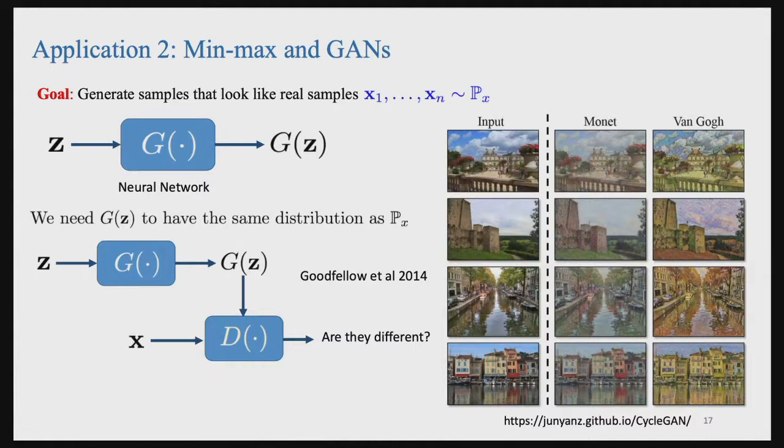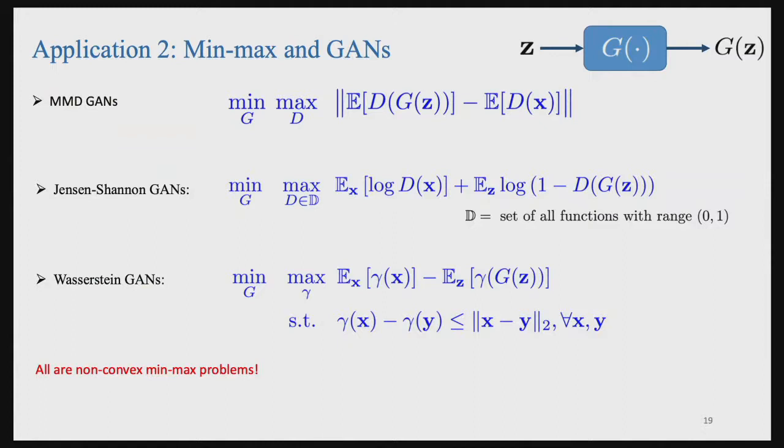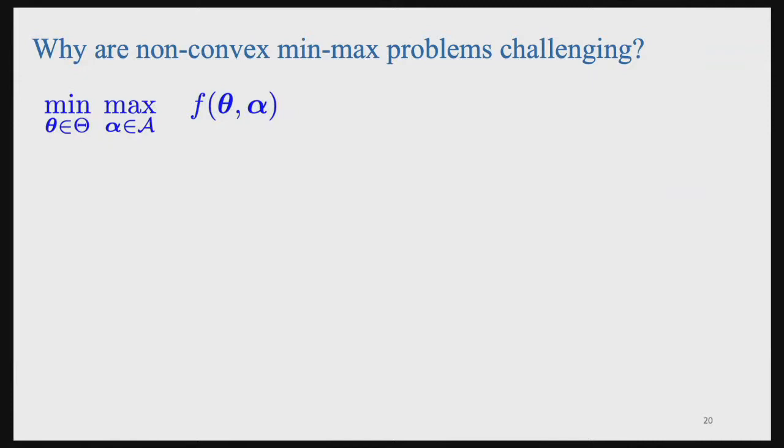When the discriminator is very successful, it means that the generator is not doing a good job in generating fake images. And the goal of the generator basically is to deceive the discriminator. Again, this is modeled as a zero-sum game. For training two neural networks, their objectives are the negative of each other. There are different formulations of it, but they are all non-convex min-max problems, which I won't go through. Any questions?